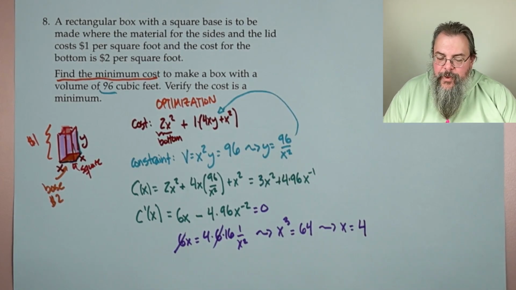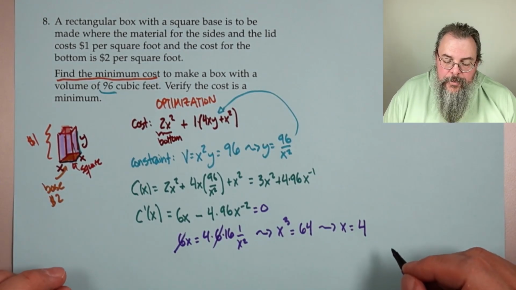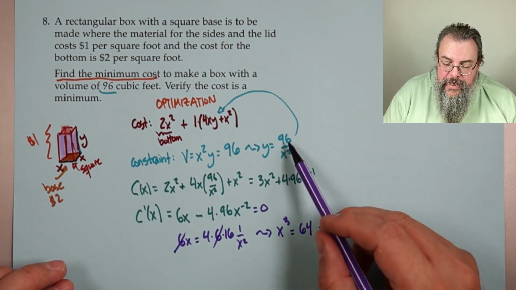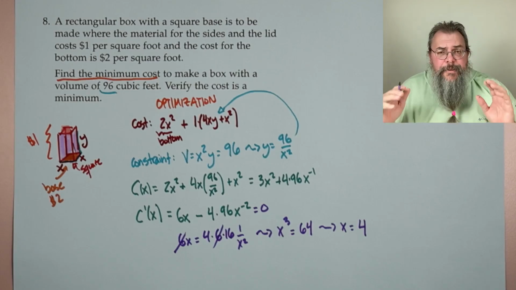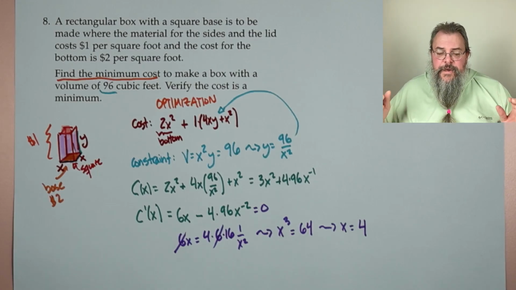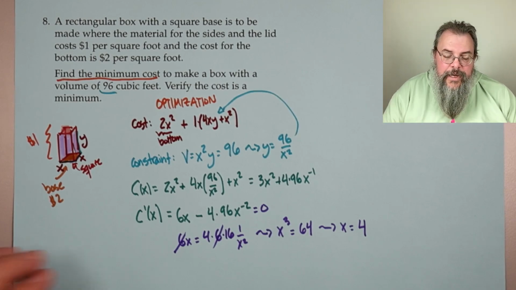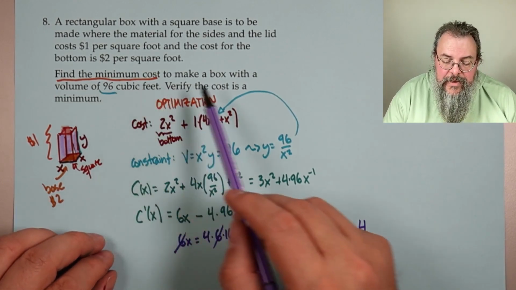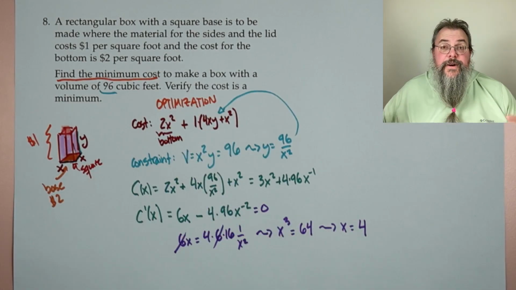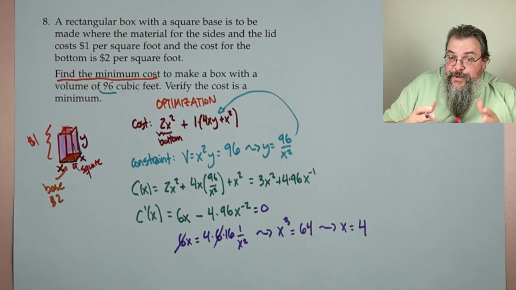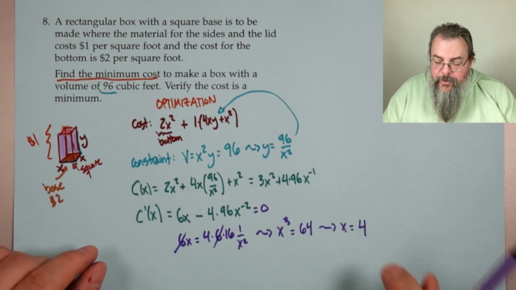Now, what about y? Well, do we need y? We could find it. 96 divided by 16 is 6. But do we need it? Sometimes we do, sometimes we don't. So let's see what the problem actually asks us to find. It says, find the minimum cost to make a box with a volume of 96 cubic feet and verify the cost as a minimum. So we don't have to find the dimensions. Sometimes you do, sometimes you don't. Pay attention.